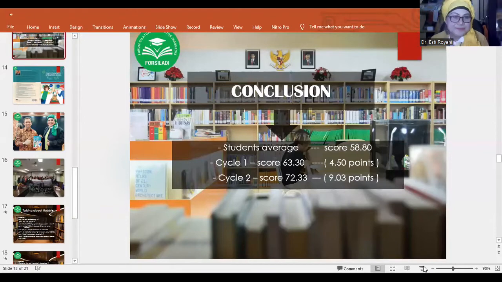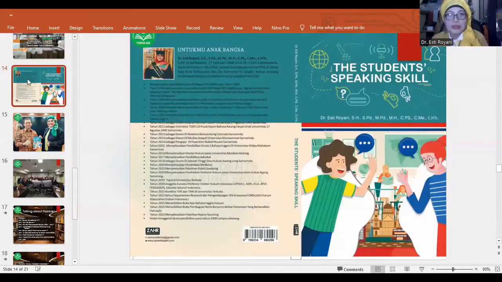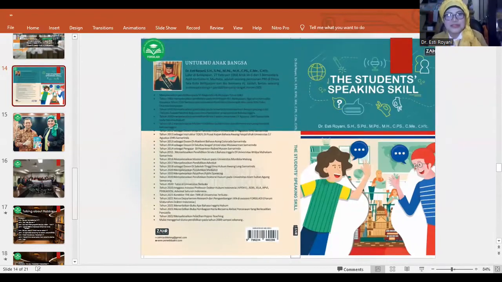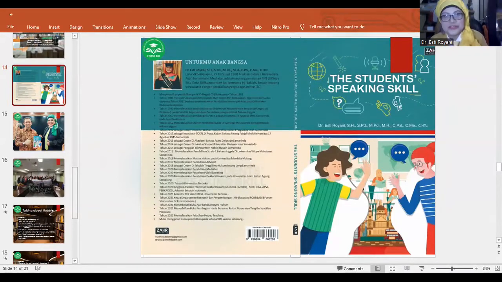Okay. From these results, I made a book, and this month I already got it. This is the book for my results. Actually, around 4 years ago I made these results, but I only just had time to make it a book because I just finished my doctoral degree last year. And also I gave it to the governor. I gave it to the governor here, East Kalimantan.